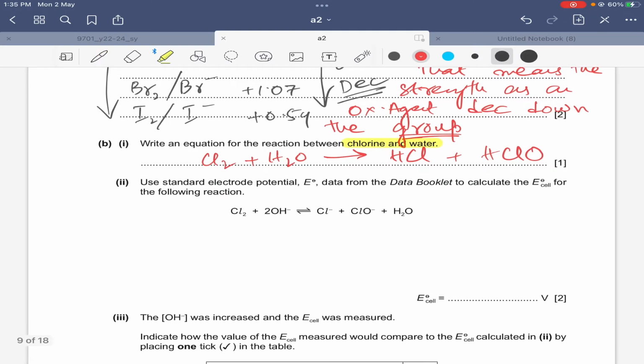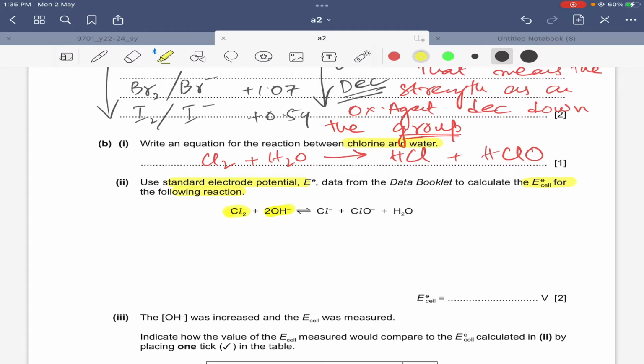Next, use standard electrode potential data from the data booklet to calculate the E0 cell for the following reaction: chlorine reacting with hydroxide ions. Right, so we have to calculate the E0 cell for this reaction.